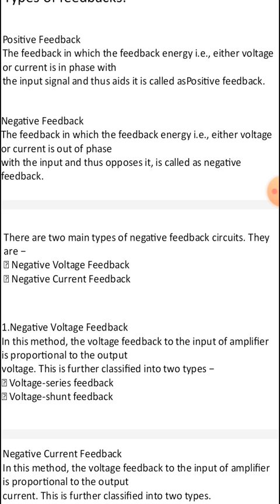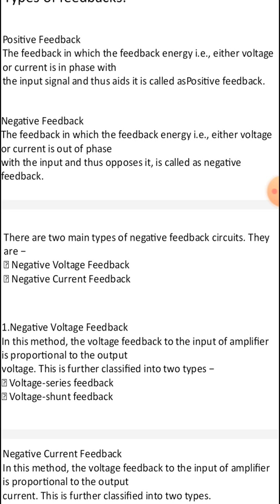Though the gain of the negative feedback amplifier is reduced, there are many advantages of negative feedback, such as stability of gain is improved. The gain is reduced, but there is stability in the gain. Reduction in distortions, second one. Third one, reduction in noise.